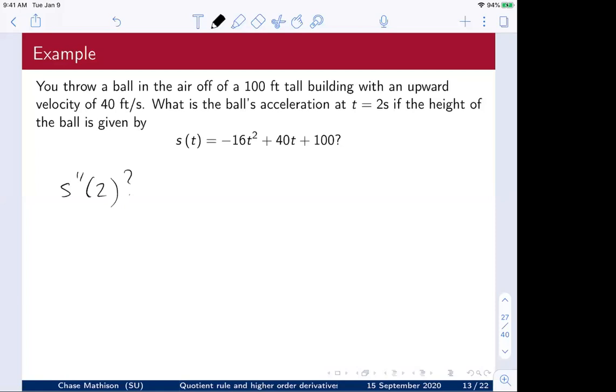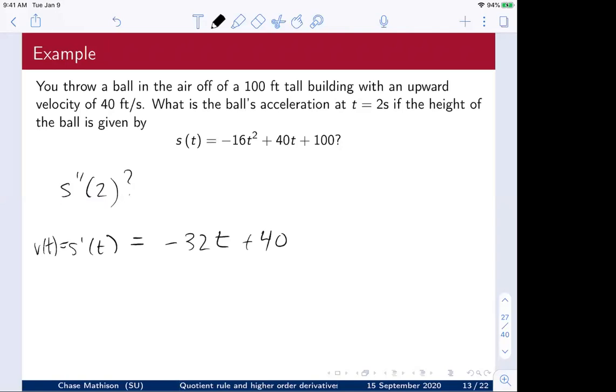So, well, we can take two derivatives of this polynomial. That's not bad. So what's s prime of t? The derivative with respect to t of s. Negative 32t plus 4t. Excellent. And so this is equal to the velocity, by the way.